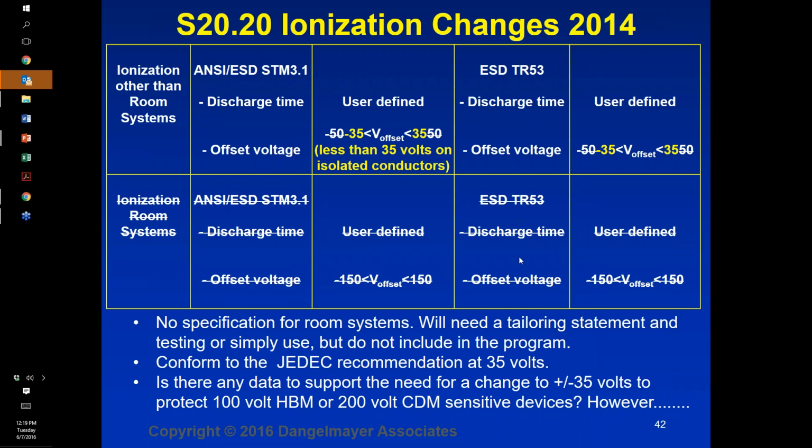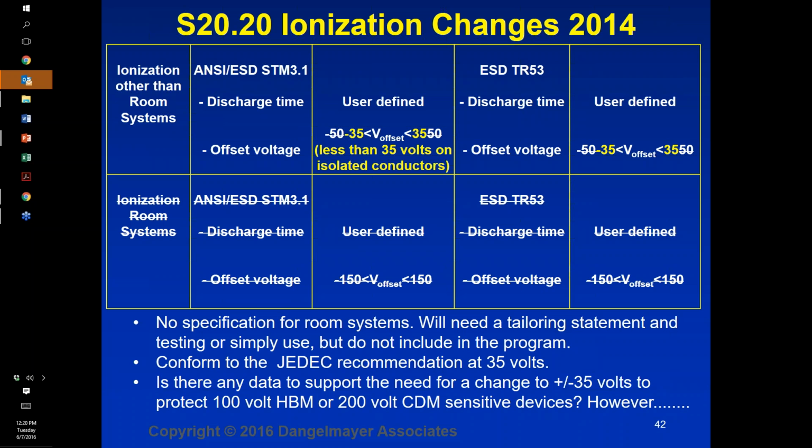The offset voltage acceptable is now 35 volts instead of 50 volts. This is not a major change. It was put in there to correspond to the specification in S20.20 about 35 volts on isolated conductors. So I don't want to talk more about the 35 volt level, only to say that it conforms to a JEDEC recommendation at 35 volts. We're not exactly sure where that came from. And is there any data to support a need for a change to 35 volts to protect a 100 volt HBM or 200 volt CDM device?